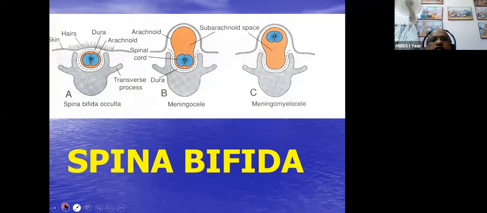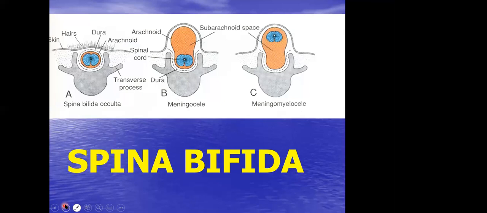So now, what is this spina bifida? That is nothing but neural tube defect. Neural tube defects are generally called spina bifida. See the picture A, B, C. What is the defect? Please find out. The vertebral arch is absent.